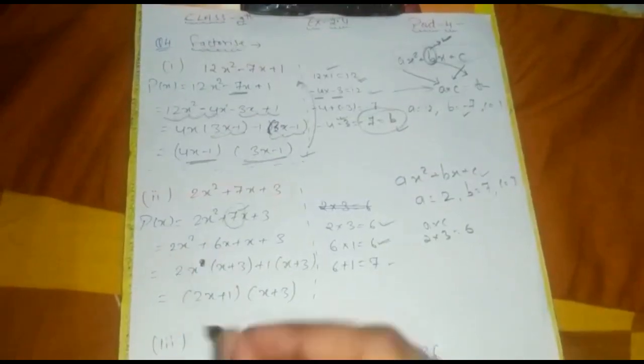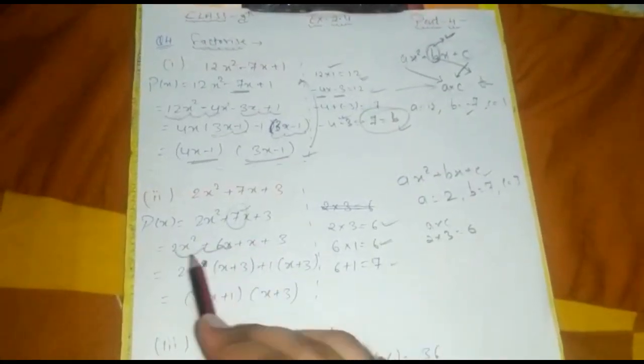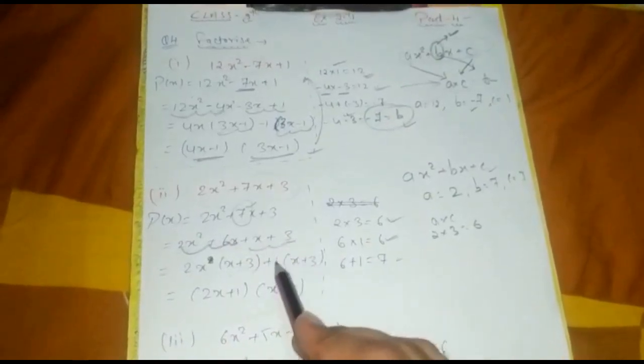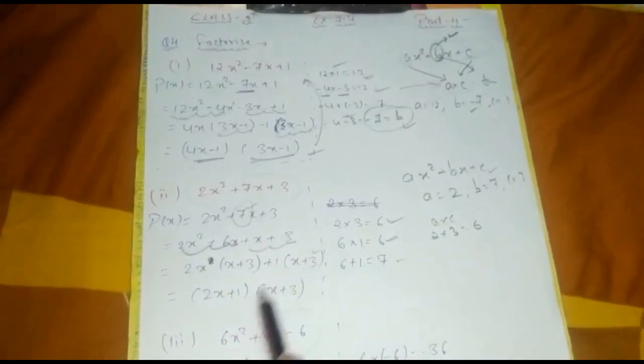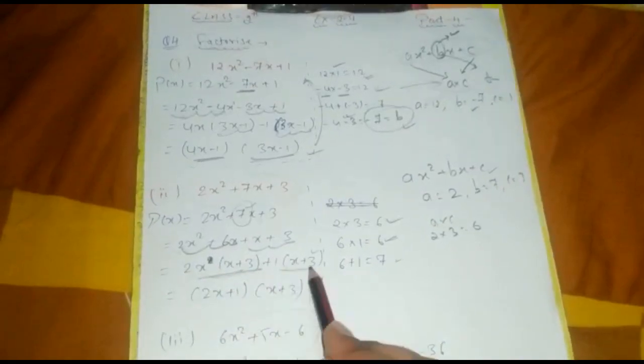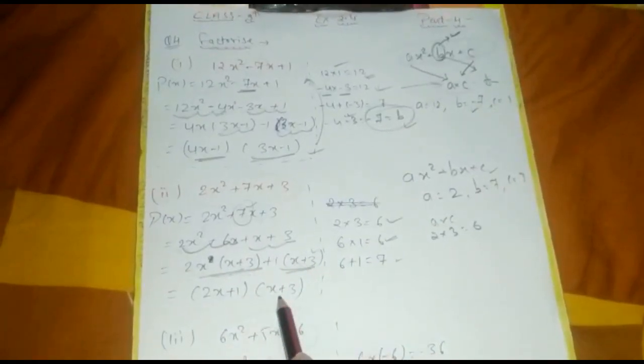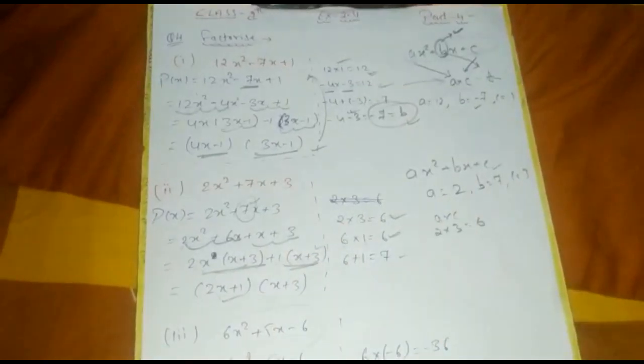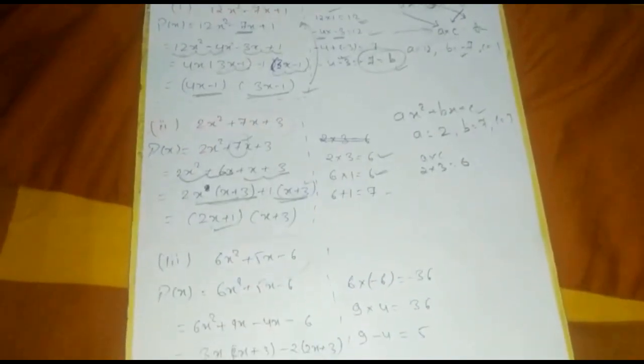So from these two terms, we have to take something common, that is 2x. The remaining term is x plus 3, and here nothing is common, so we take 1 common, and again x plus 3. So x plus 3 is here also, and x plus 3 is here also. We take x plus 3 common from these two terms, and the remaining term is 2x plus 1. So this is how you can solve this type of problem.